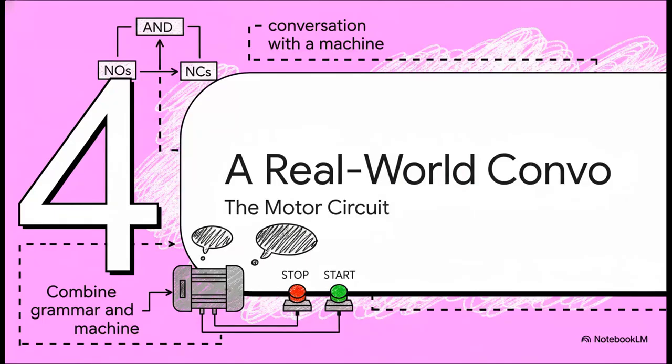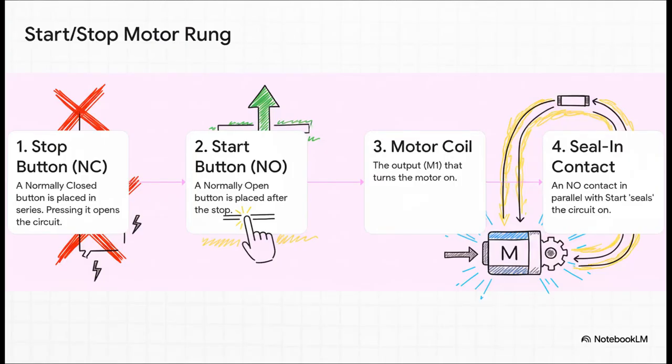All right, this is where it all comes together. We're going to combine everything: our grammar, our words, the ands, the ors, the normally opens, and the normally closed, to have a complete, useful conversation with a machine. We're going to build a standard start-stop motor circuit. Okay, let's build this thing rung by rung.